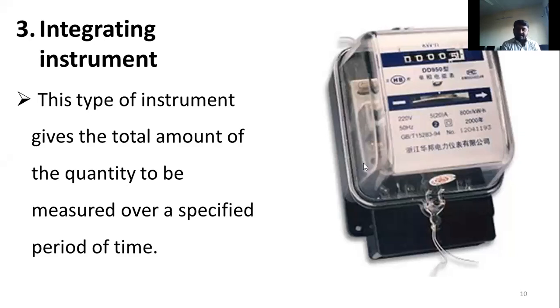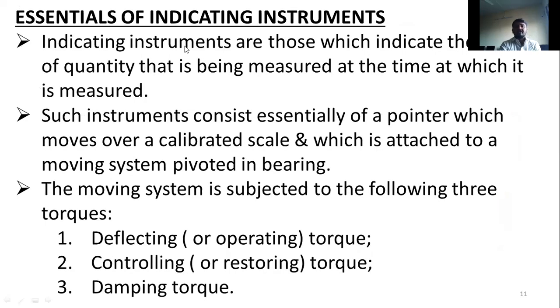Analog instruments. Out of these 3 types we have discussed, indicating, recording, integrating, which one is the analog meter? Indicating instrument is our analog instrument. So that one only we are going to discuss. Whatever we have discussed up to here is common. Next, the actual unit related part starts, which is called indicating instruments.